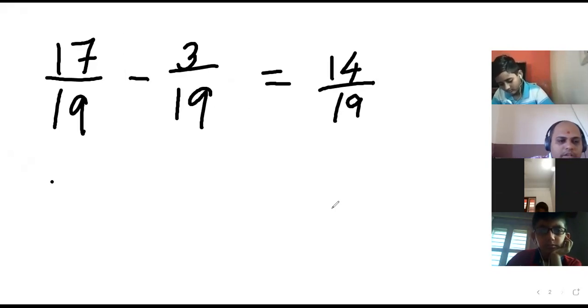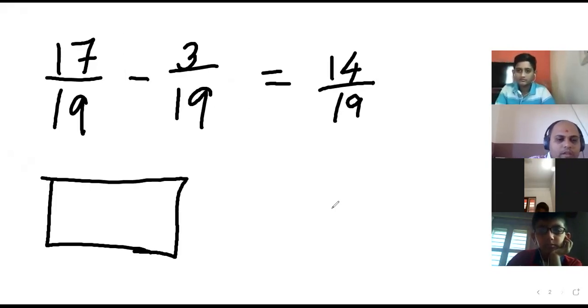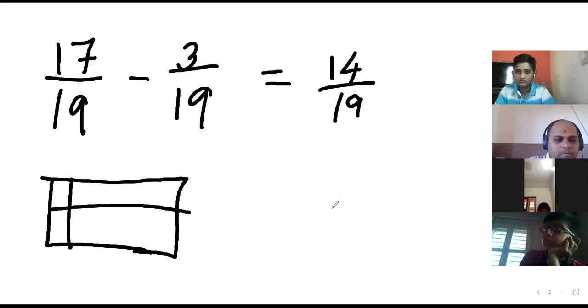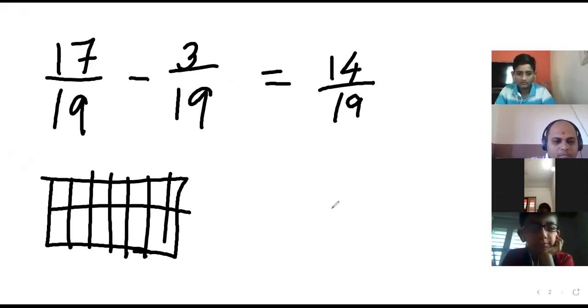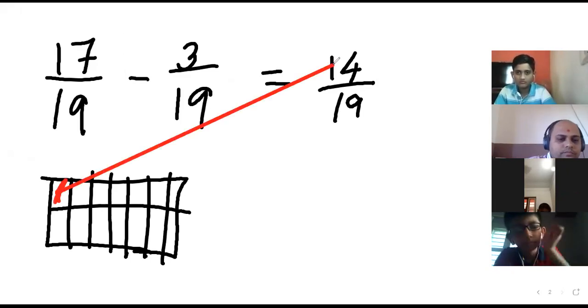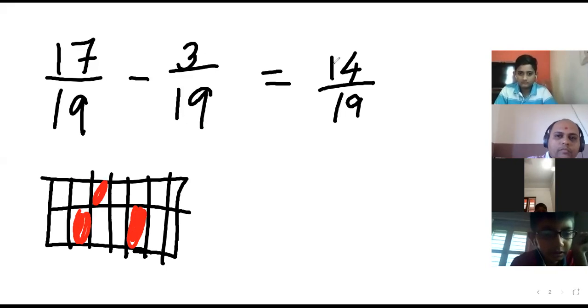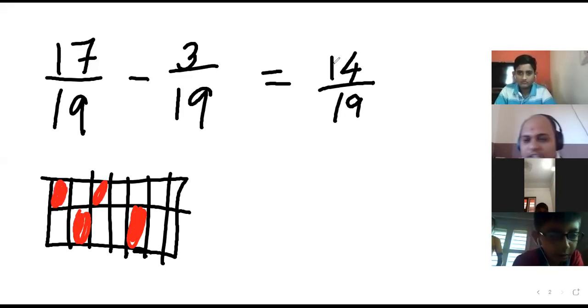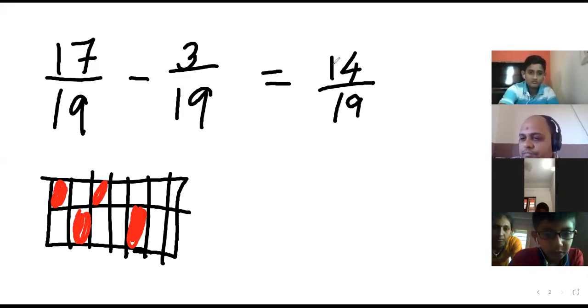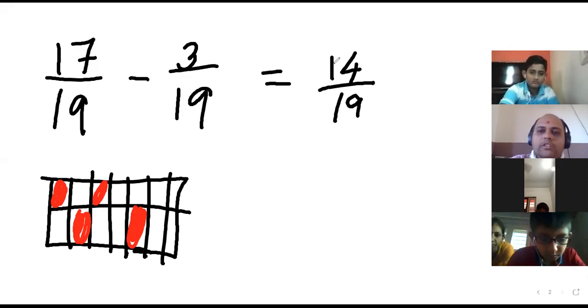Right? Now, let's talk about this one. It's a square. What is the fraction of boxes covered in red? Tell me. What is the fraction of boxes covered in red?